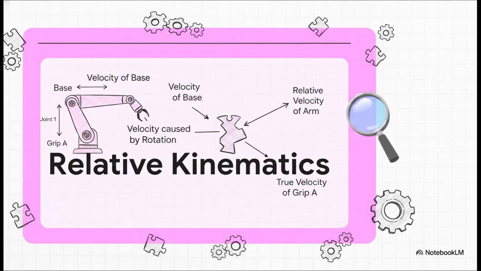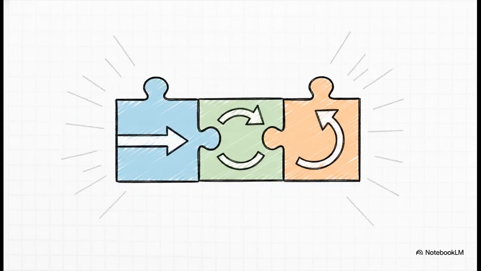It states that the true velocity of grip A is simply the velocity of its base, plus the velocity caused by the base's rotation swinging the arm around, plus the relative velocity of the arm moving on its own. It's literally just adding our puzzle pieces together. Honestly, it is so satisfying to watch this assemble.